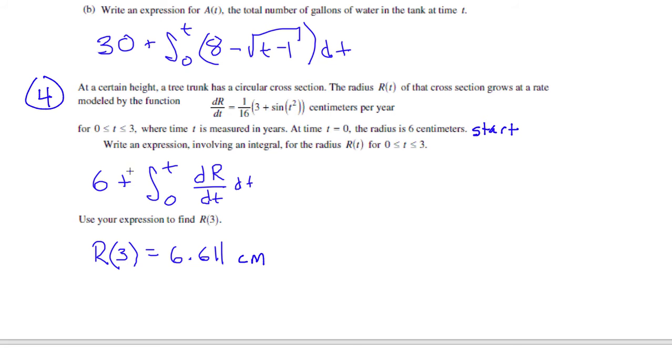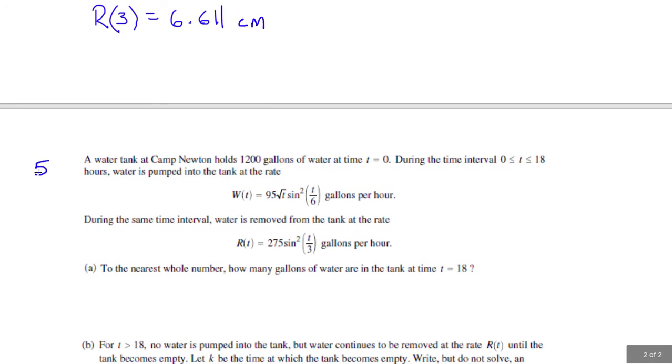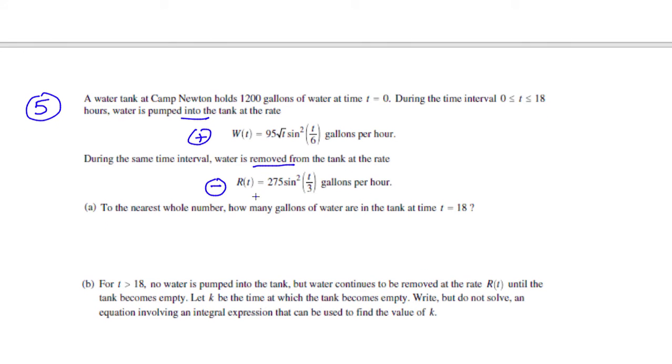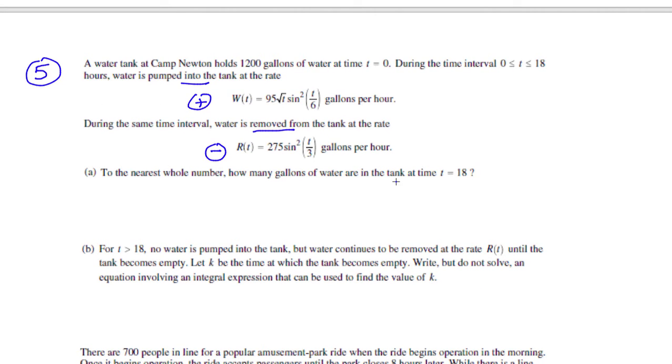All right. We are on to number 5. And we're out of here in a minute and a half. So this is going to be, W is pumped into the tank, so that's going to be our positive rate. Our negative rate is going to be water removed. So estimate, to the nearest whole number, how many gallons are at time is equal to 18. So I start with 1,200. I forgot to label my start information. Always label your start information, especially on the tests and stuff. On the homework, if you're being lazy, don't. Just label it. Get in the habit of doing it.